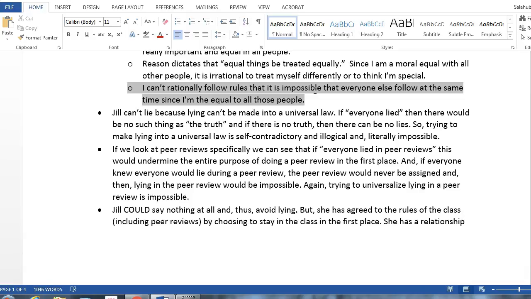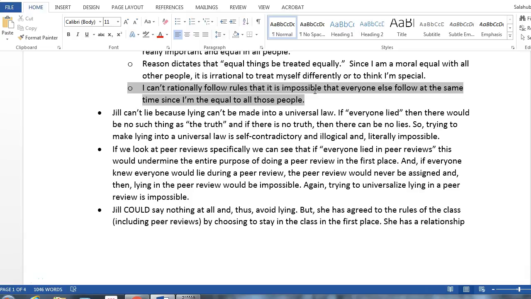It's illogical. It is literally impossible, right? It's not that universalized lying is bad because it is impossible to universalize lying, period. So since lies cannot be universal, Jill can't lie just because she wants to, right? She can't break this rule that everyone else has to follow.